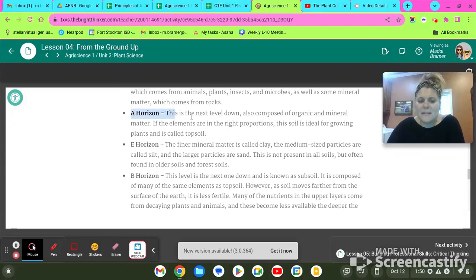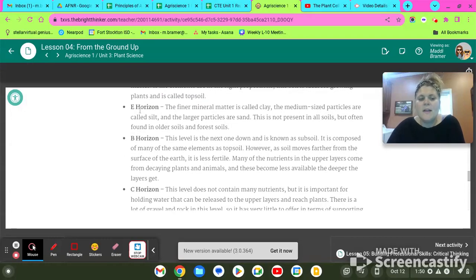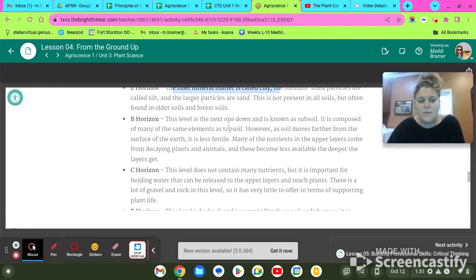The A horizon, that's the next level. That's organic and mineral matter, and that's where the topsoil is. The E horizon, that's finer material, that's the clay. Okay, medium-sized particles are called silt and larger are sand. It's not present in all soils, but often found in older soils and forest.